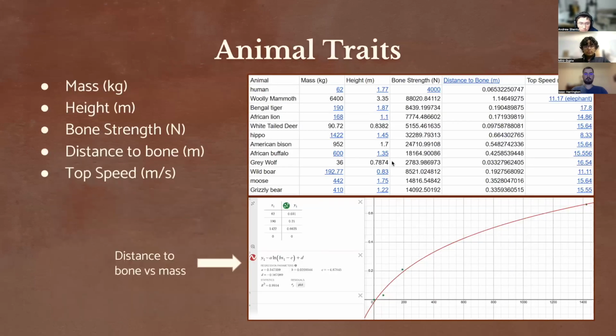To apply our models to different animals, we did some research on each animal's traits, which are mass, height, and speed. We are only able to find information about humans' bone strength. For the distance from skin to bone, we found anatomical images of various animals, estimated the thickness of flesh in front of the chest, and used Desmos to estimate a logarithmic curve connecting the points. This gave us the thickness of flesh for the rest of the animals.